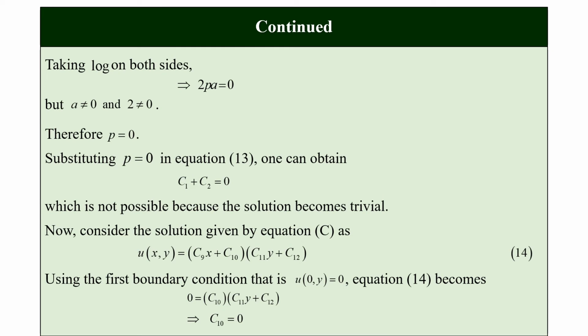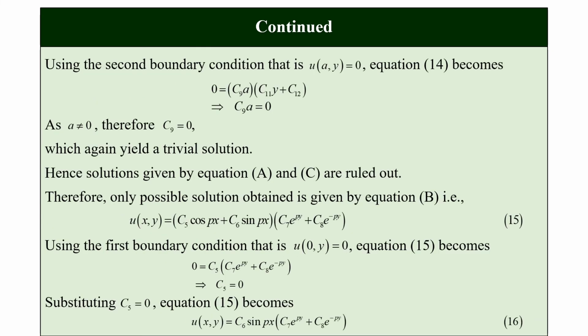Again we use the second boundary condition in equation 14. We have c9a is equal to 0, as a can't be equal to 0, therefore c9 is equal to 0. Since c9 is equal to 0, c10 is equal to 0, so again we get the trivial solution. So the solutions given by equation A and equation C are ruled out.